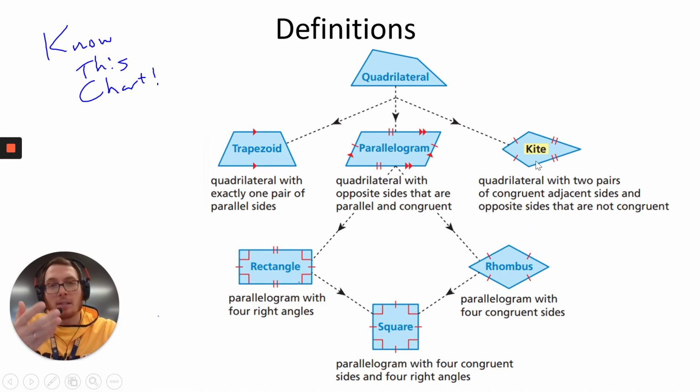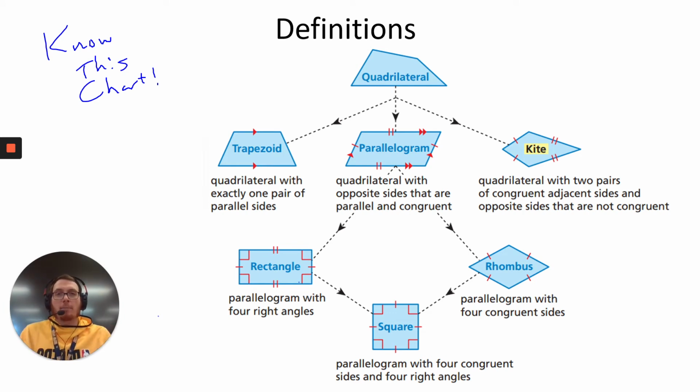Now, here's where it's important to recognize the kite versus the rhombus. The rhombus has all four sides congruent, which does not represent a kite, because a kite says the opposite side lengths can't be the same. Finally, at the bottom we have the square, which is the one we learned first, along with the rectangle.